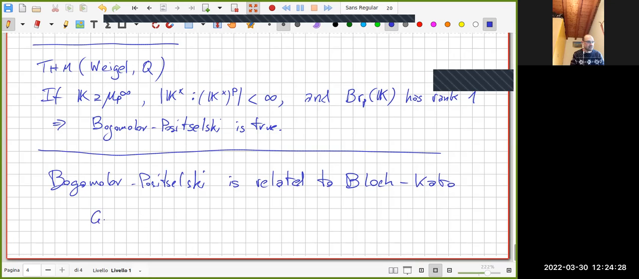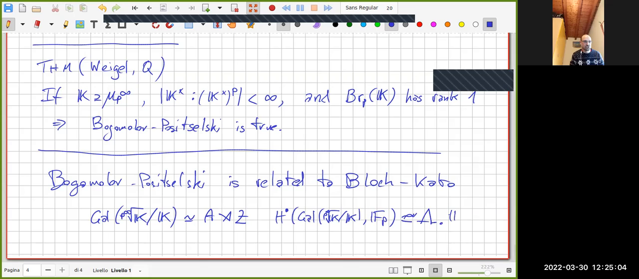Let's consider the Galois group of the maximal pro-p extension. As we know, this splits as a semi-direct product this way, and the cohomology algebra of this Galois group is the exterior algebra generated by degree 1. And so the exterior algebra is generated by elements of degree 1, of course, and all the elements of the exterior algebra are symbols.